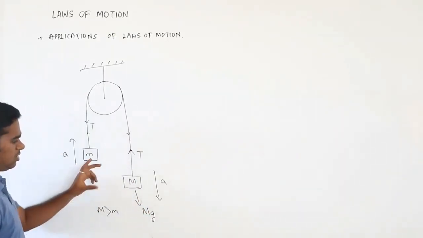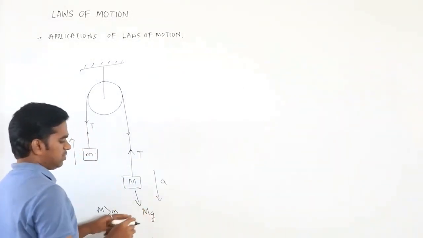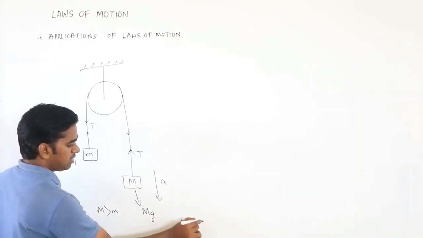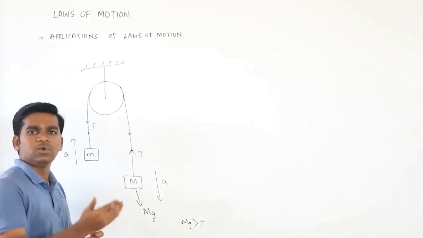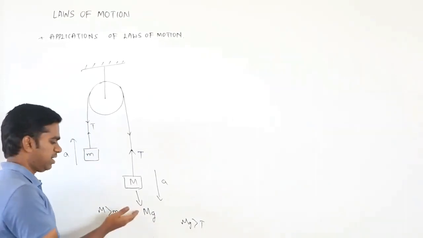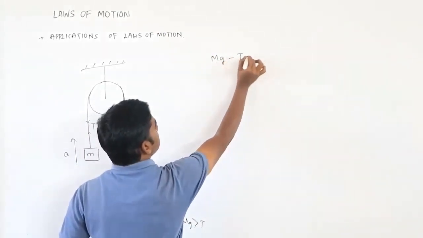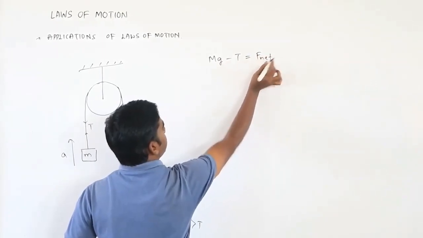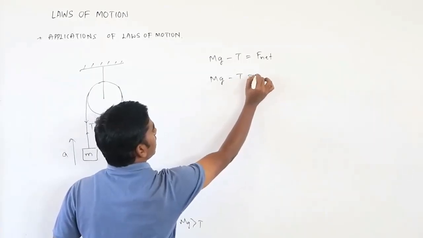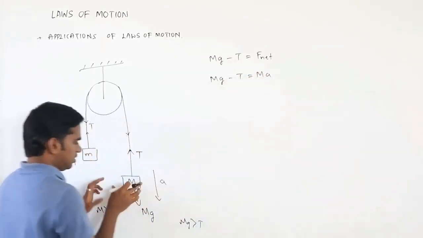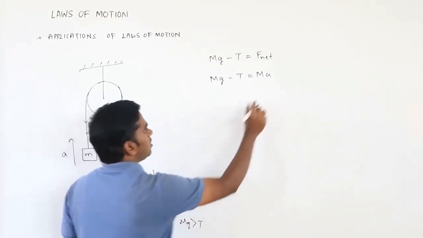So can we write the net force on this one? Downward force is mg. Which is greater here? mg is greater than T, because it is moving downward. On whichever side force is more, the body will move that way. So I will write mg minus T equals F net. So mg minus T equals m into a, the mass of this block and the acceleration of that block. So I got one equation.